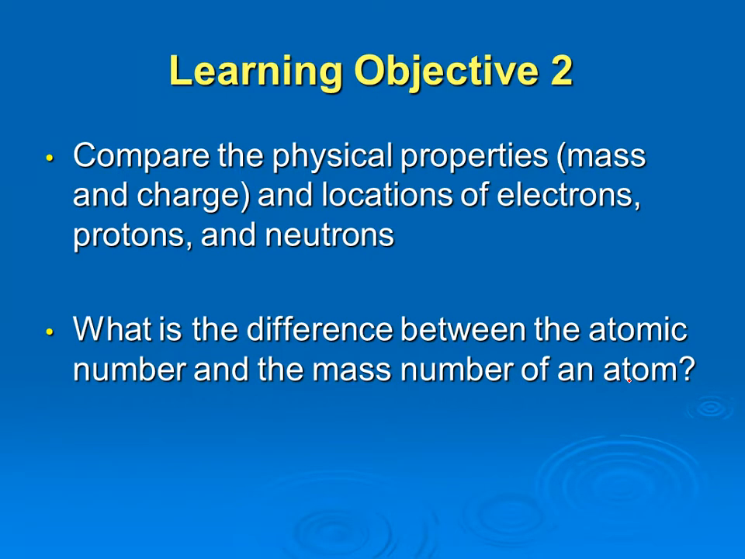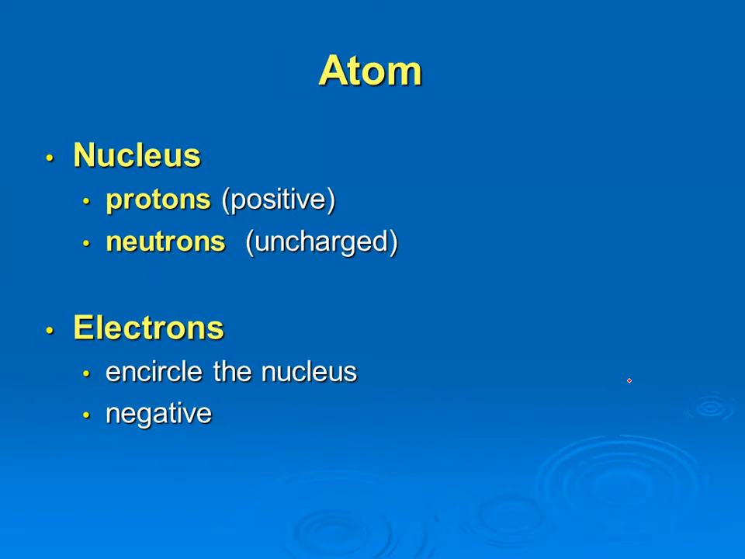Objective 2, compare the physical properties and locations of things inside of the atom, including electrons, protons, and neutrons. And then we're going to be looking at atomic number and then the mass number. So first of all, make sure you understand that the atom has a nucleus. This is different than a nucleus of a cell. It's a similar concept. It's in the middle of the atom. And inside of that nucleus, you'll find 2 what are called subatomic particles. Protons, which have a positive charge, and also neutrons, which have no charge at all. They're not electrically charged.